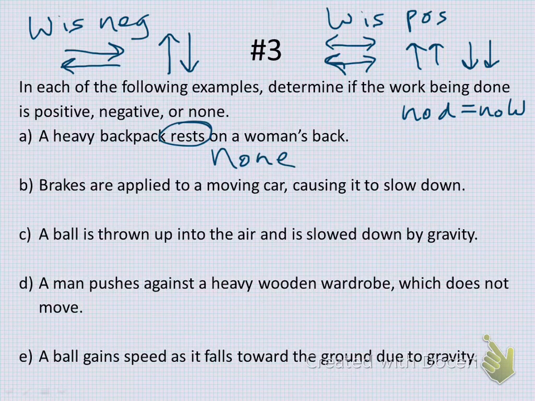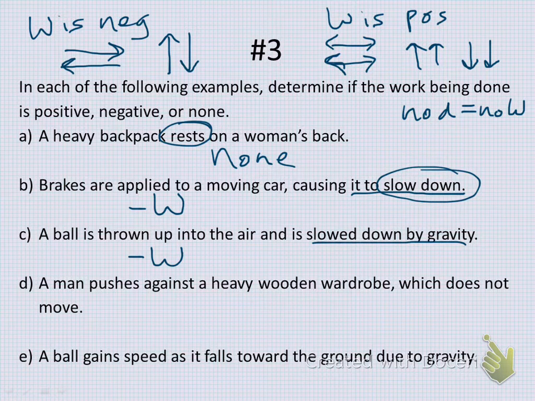Brakes applied to a moving car, causing it to slow down. The brakes are doing work in the opposite direction of the car's motion to cause it to slow down, so this is negative work. A ball thrown up into the air, it's slowed down by gravity, so the ball is displacing up while the force is acting downwards on it, so that is, once again, negative work. The slowing down is a good key that you've got negative work happening if you're being asked about work. Okay, here we have a wardrobe that doesn't move, so there's no work. And here we have a ball gaining speed as it falls towards the ground due to gravity, so since displacement and force are in the same direction, we have positive work.